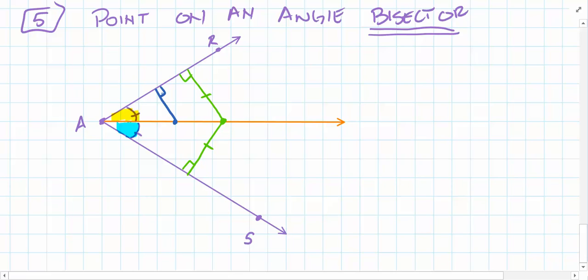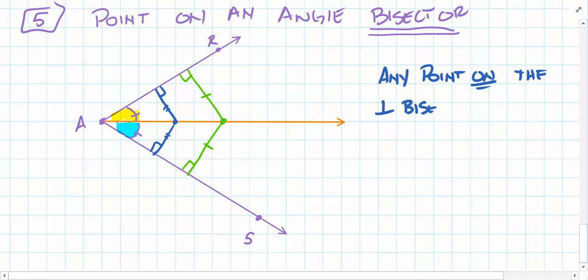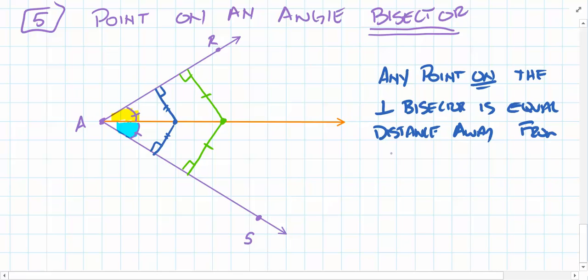So here's what we're trying to say. We're trying to say that any point on the angle bisector is equal distance away from the sides of the angle.